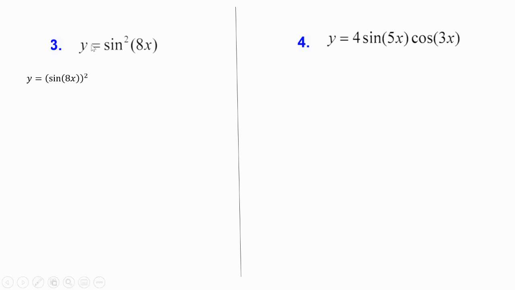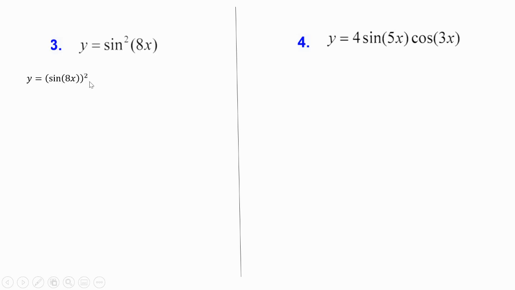Again, we don't normally write it this way, right? What you see me pointing to here is not the conventional way of writing the sine of 8x, all squared. We normally say sine squared 8x. That's what we normally say. But this is what it means.